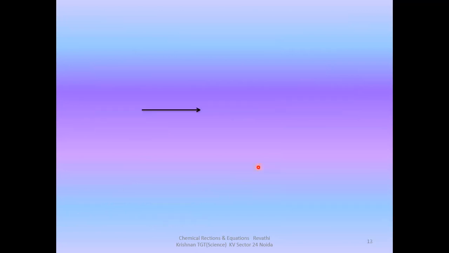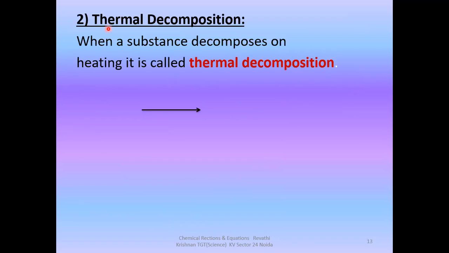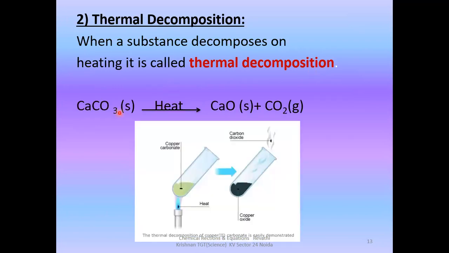The next type of decomposition reactions are thermal decomposition reactions. When a substance decomposes on heating, it is called thermal decomposition. For example, calcium carbonate on heating gives calcium oxide plus carbon dioxide. The equation is CaCO3 on heating gives CaO plus CO2.